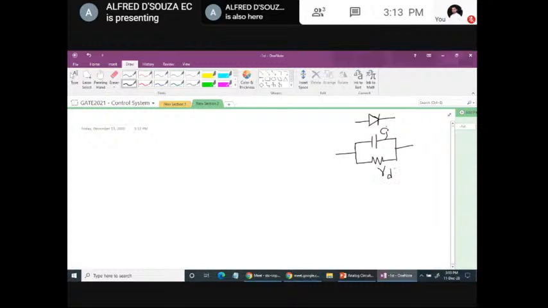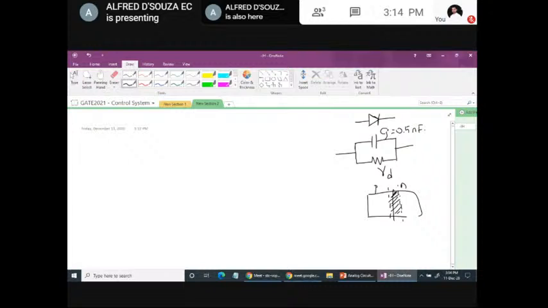where Cj is the junction capacitance. Because a diode is a PN junction, we have P type and N type and a depletion region in between. It forms a capacitor because of the charge separation across the depletion region. That is the reason why we have a junction capacitance. Its value is given as 0.5 nanofarad.